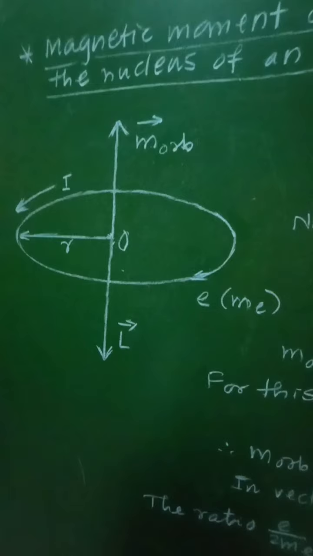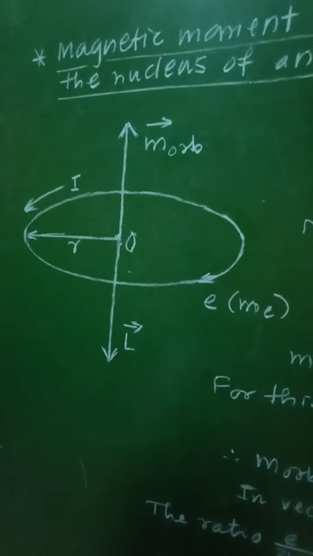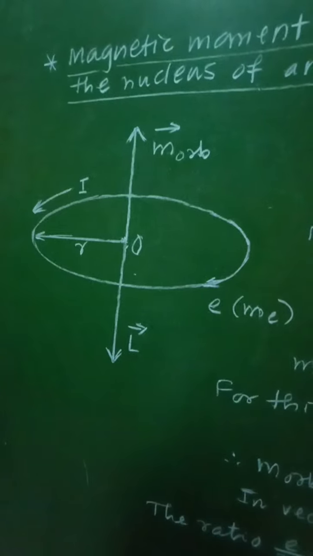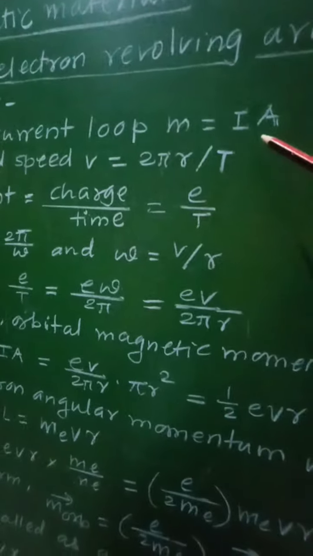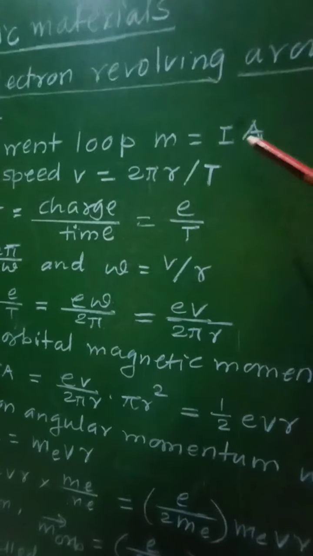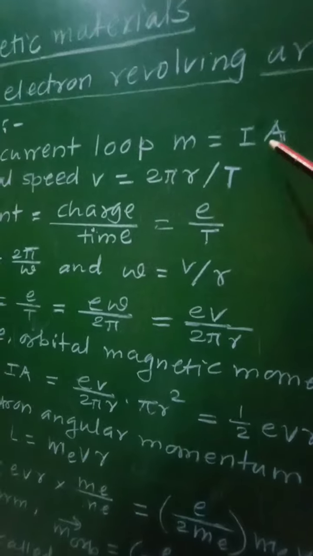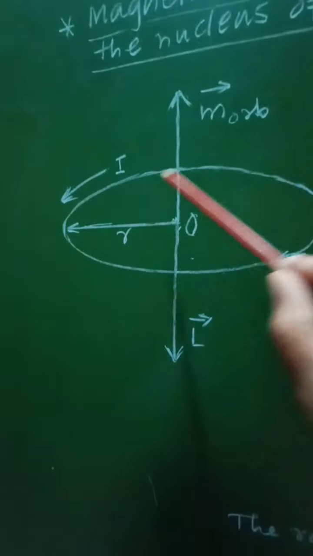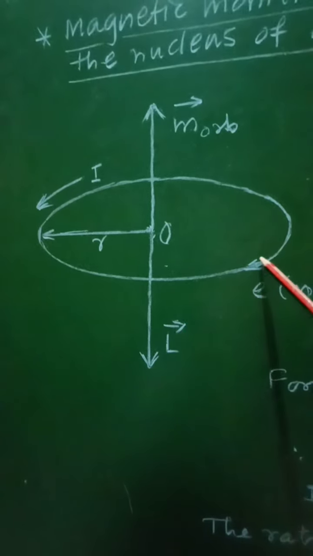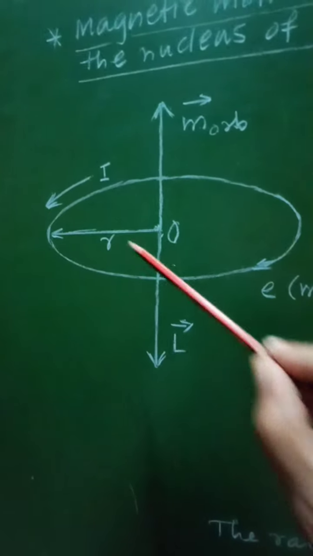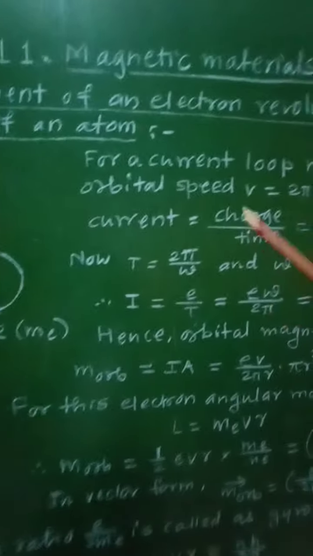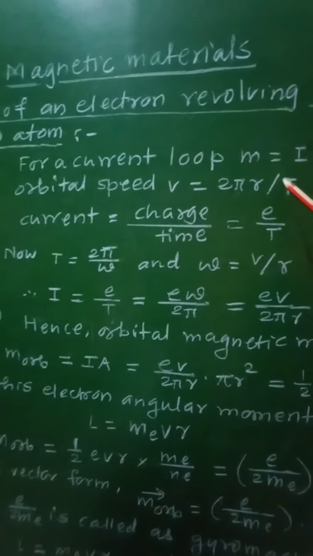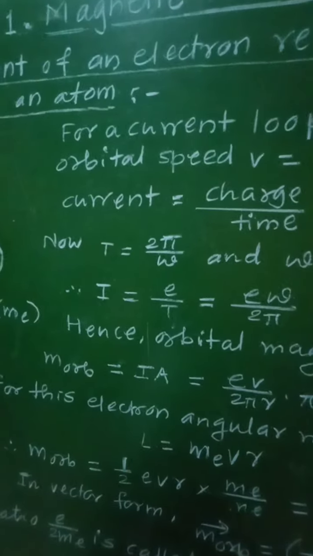So if you consider any current loop, then for that current loop, the magnetic dipole moment is given by the formula M equal to I A, that is the product of current and area of that loop. Now here, when the electrons are revolving around the nucleus in a circular orbit, that circular orbit carrying current will be treated as a tiny current loop, and therefore for that current loop M is equal to I A.